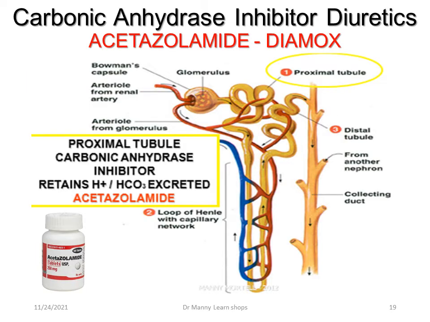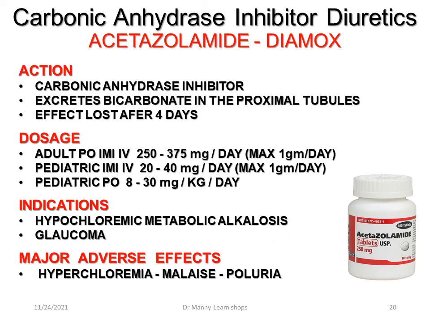When we look at carbonic anhydrase inhibitor diuretics, the most common one would be acetazolamide, also referred to as Diamox. And it works on the proximal tubule and it retains hydrogen ion and excretes bicarbonate. Its action is as a carbonic anhydrase inhibitor, as I said, excreting bicarbonate in the proximal tubules, retaining hydrogen ion in the proximal tubules. However, the effect is lost over a period of 4 days.